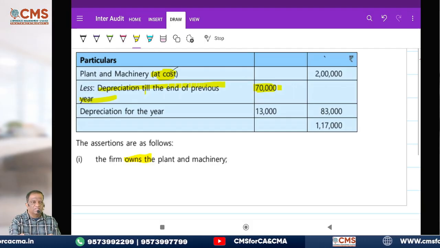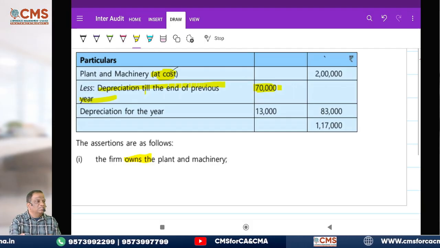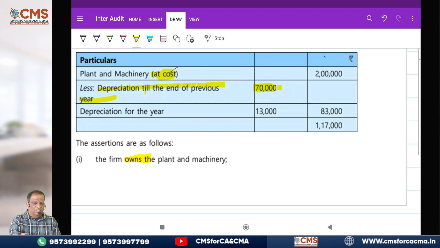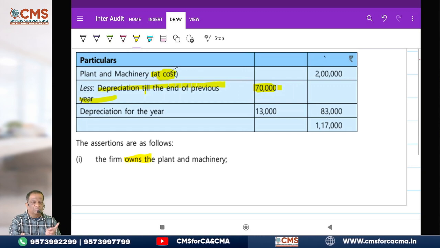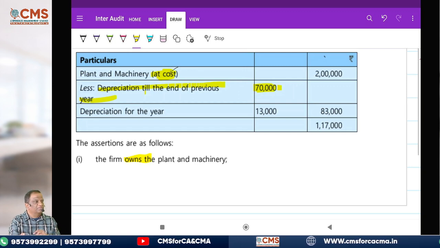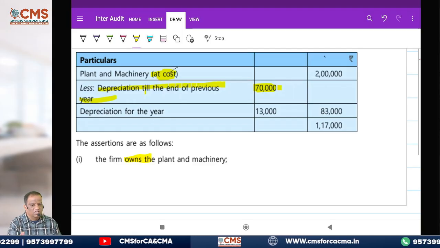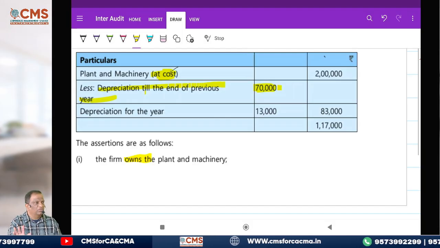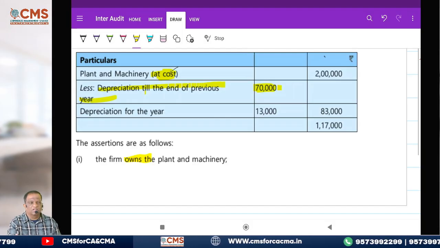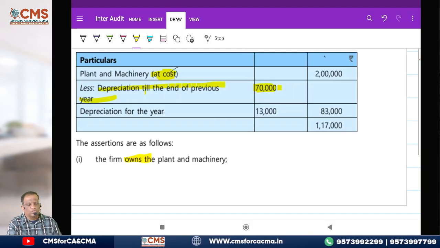Once they give this, now the company is the owner. So that is the one. Then this 2 lakhs, is it market value or the historical value? Historical cost, because we always record on the historical. Market value we don't record. So the other assertion is, we don't know the market value, but the historical cost, that is what the company paid, is 2 lakh rupees.